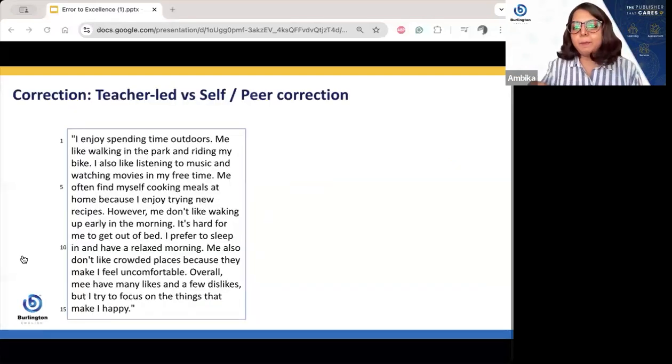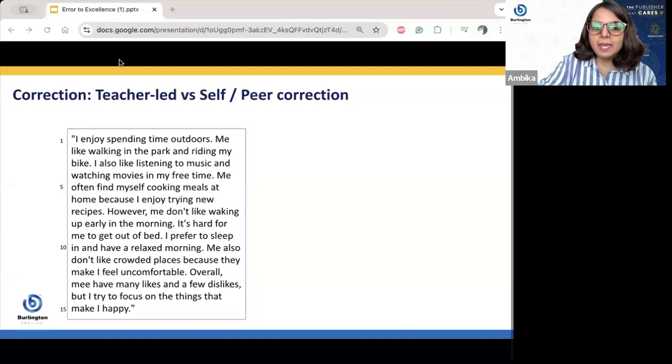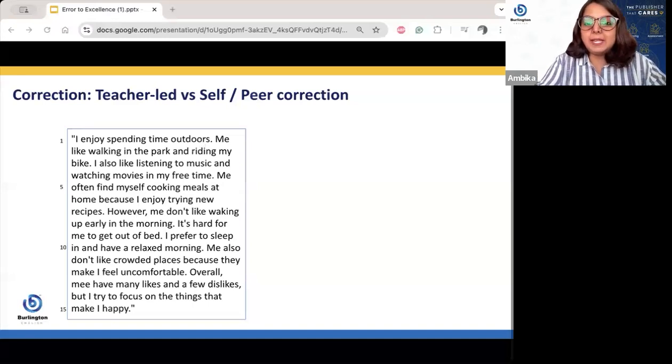So, I have this small paragraph right here. And I would like you to read this paragraph and identify the errors in this. And if you see here, there are numbers on the left-hand side, which is basically your line numbers. So in the chat box, you can just probably put the line number and what kind of an error comes. For example, the first one I can just help you with. I enjoy spending time outdoors. Me like walking in the park. The error is quite evident. I like walking in the park.